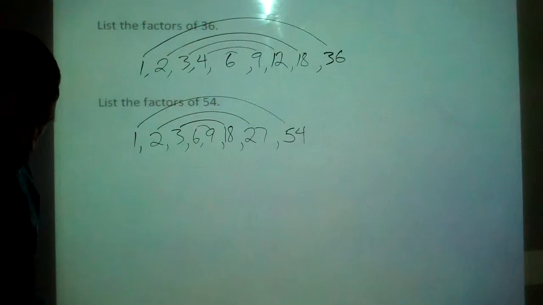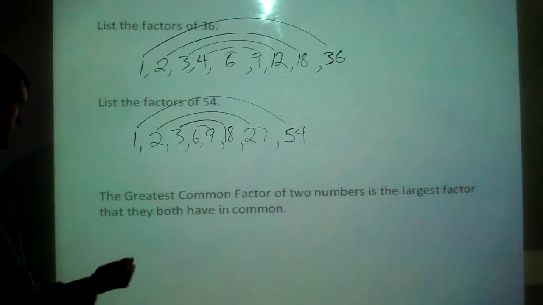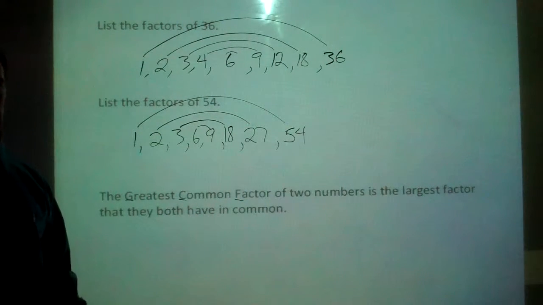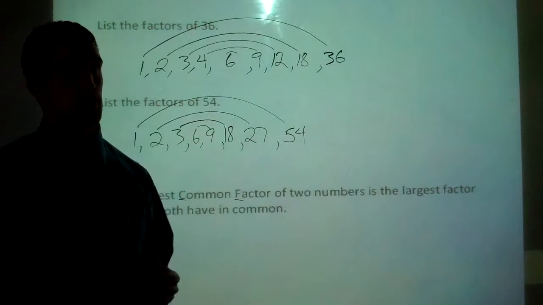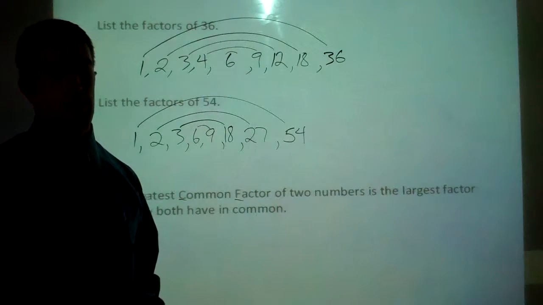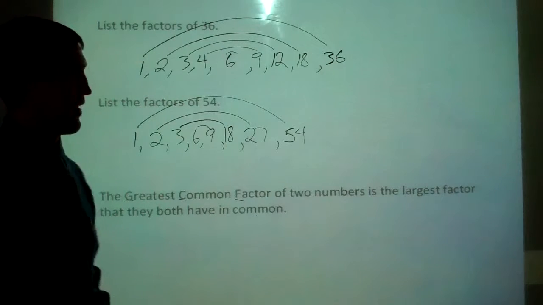Now, my next question was, there's a thing called the greatest common factor. We call that the GCF for short. And the greatest common factor of two numbers is basically look at the factors of each number, and then the greatest one that they have in common, that's their greatest common factor.